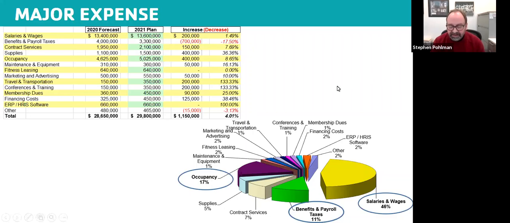Any questions about this one? Again, file away somewhere in the back of your mind that compensation plus occupancy, 75% of who we are. So we have to be smart about everything else.